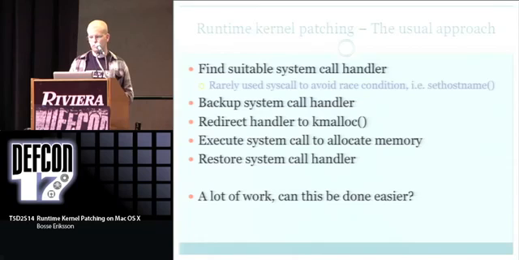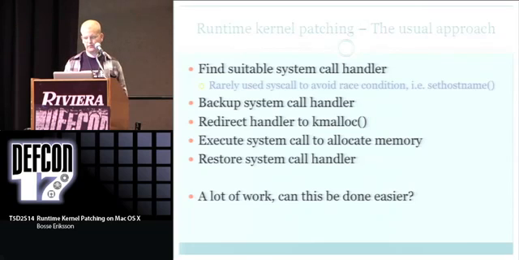So, the normal way to do this on Linux is: you find a suitable system call handler, like set hostname, that is rarely used. You back up the system call handler, you redirect the handler to kmalloc, the function in the kernel to allocate memory, and then you execute the system call, and kmalloc will be executed from user space, and you have your memory. And then you restore the system call handler. But that's kind of a lot of work, so we're going to do this a bit easier.